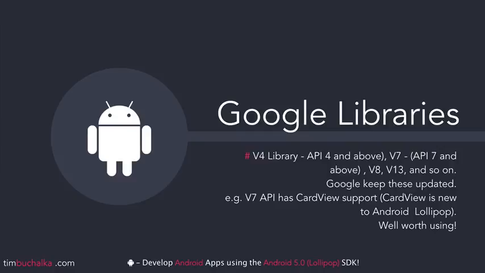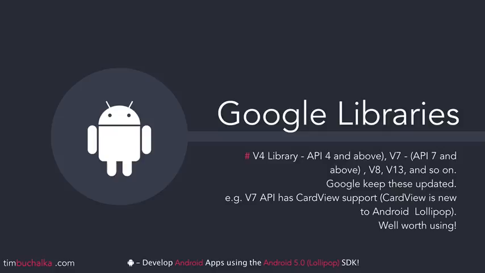Let's talk about a couple. Firstly, Google Libraries. Version 4 library that came out from Google that supported the API level 4 and above. So what that means is that they have provided support. So if you're running a really, really old version of Android, if you use some of the functionality in a current version, and you sort of say that your app is supporting the functionality from the V4 library, it means those really old devices can still run your app.